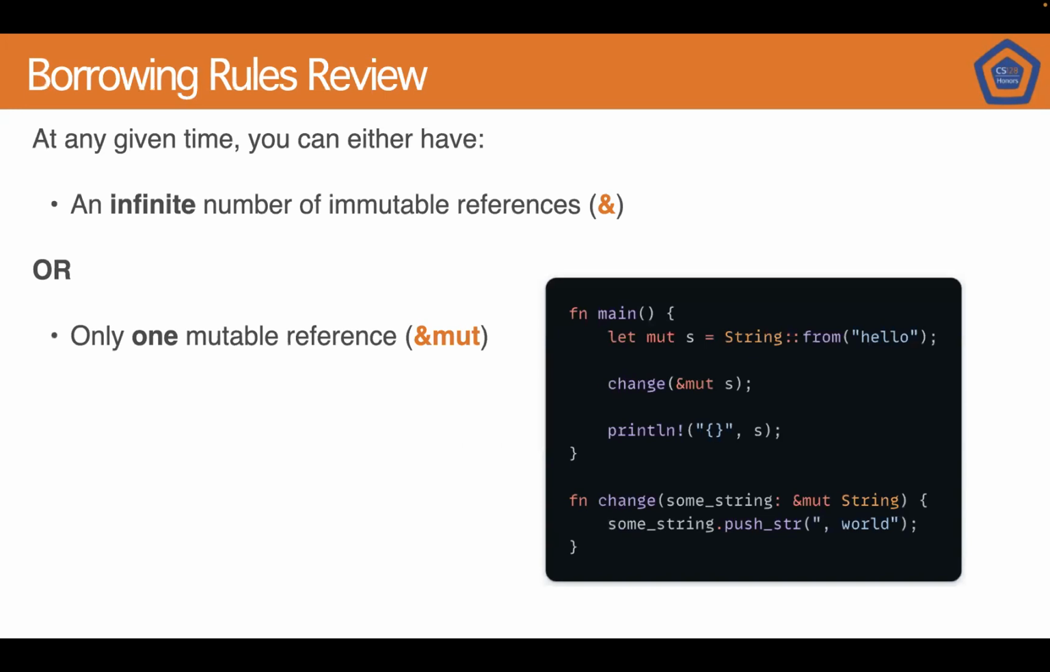And remember, there are some rules to borrowing or creating references. You can either have an unlimited number of immutable references, so references to data that you cannot change using that reference, or you can have one mutable reference. So in this example, it passes a mutable reference of s to the change function, and then that function changes s. It appends the world string. So this print statement would print out hello world if we were to run this code.